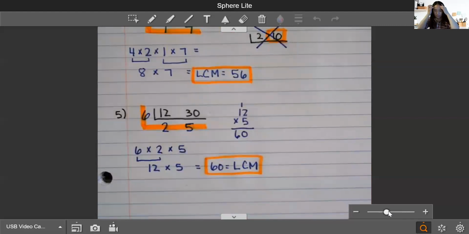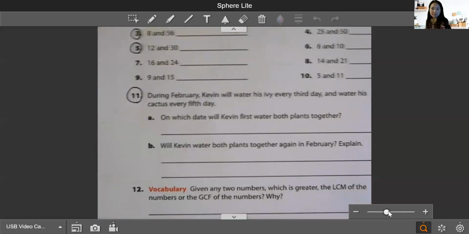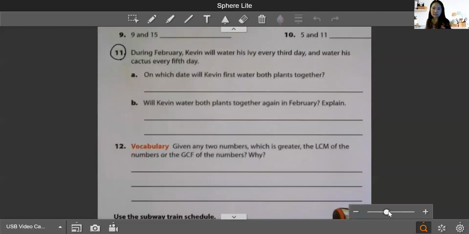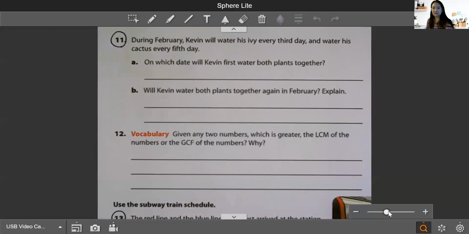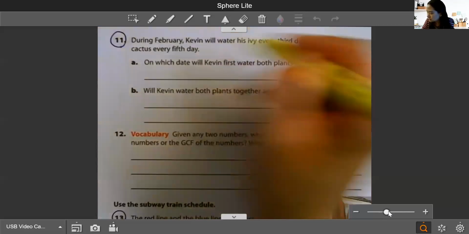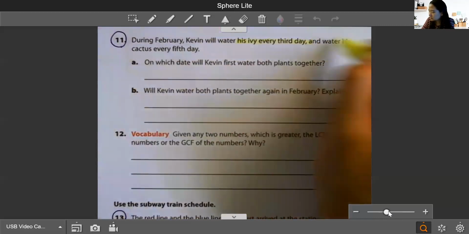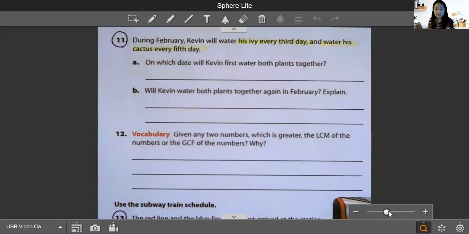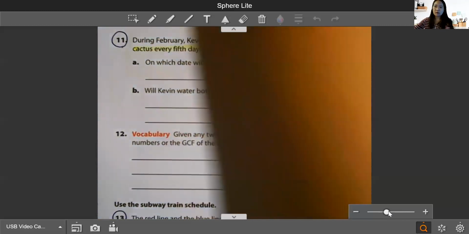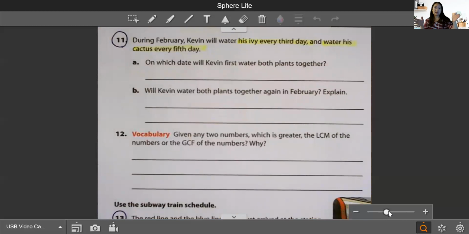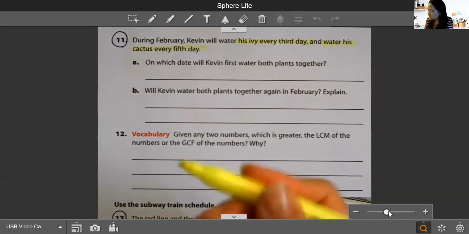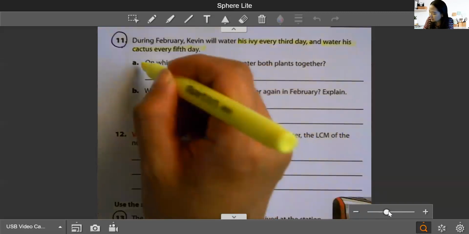Okay, now I am going to talk about number 11. It says during February, Kevin will water his ivy every 3rd day and water his cactus every 5th day. So Kevin is going to water his ivy every 3 days and his cactus every 5 days, okay? Part A: on which date will Kevin first water both plants together?